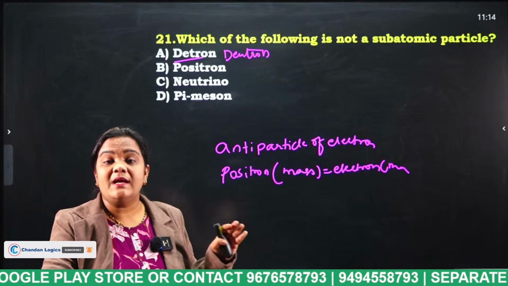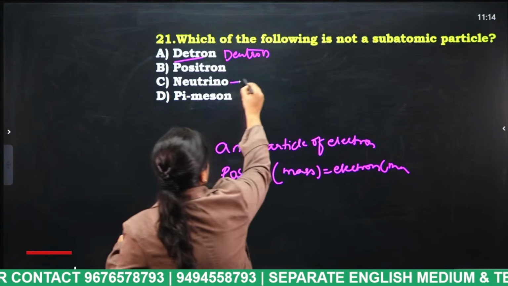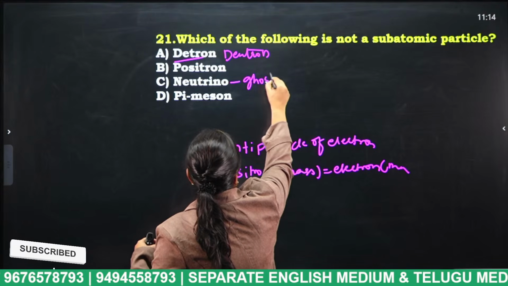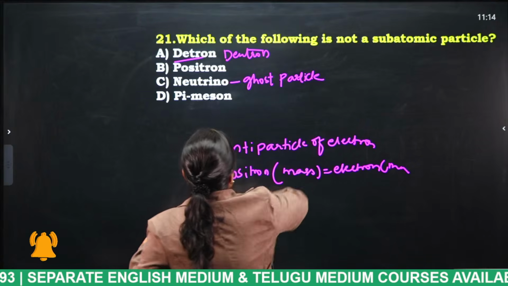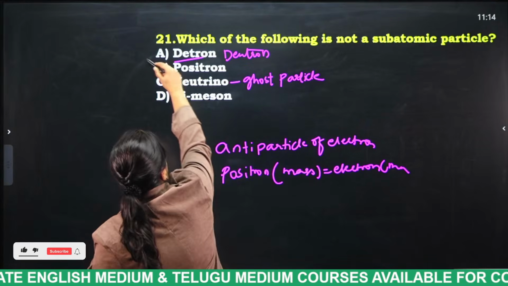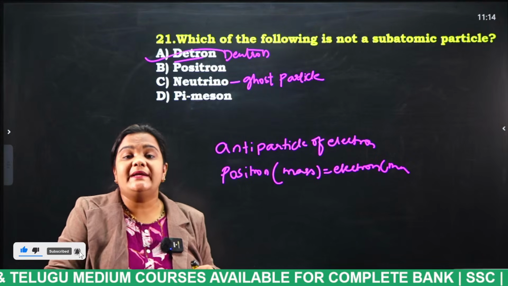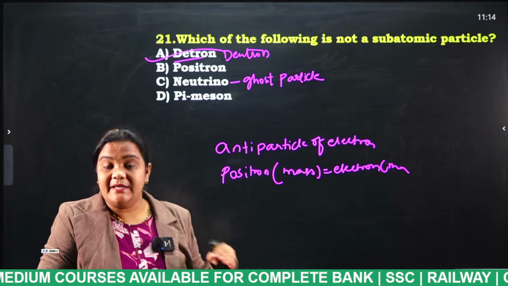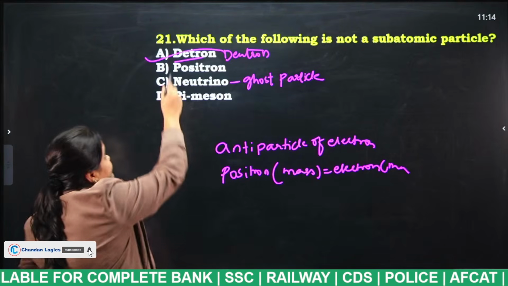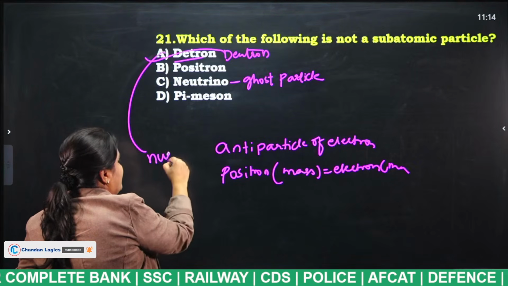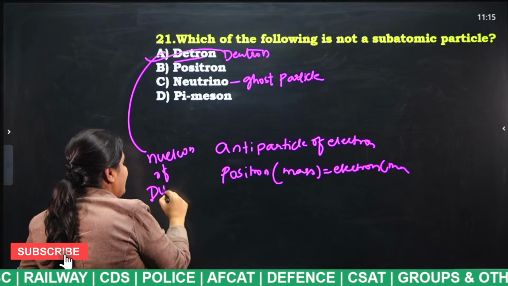And neutrino, this neutrino we call it as what, students? Ghost particle. We call it as ghost particle. It is also one of the subatomic particles. And this deuteron, this is not a subatomic particle. It is the nucleus of deuterium, but it is not a subatomic particle.